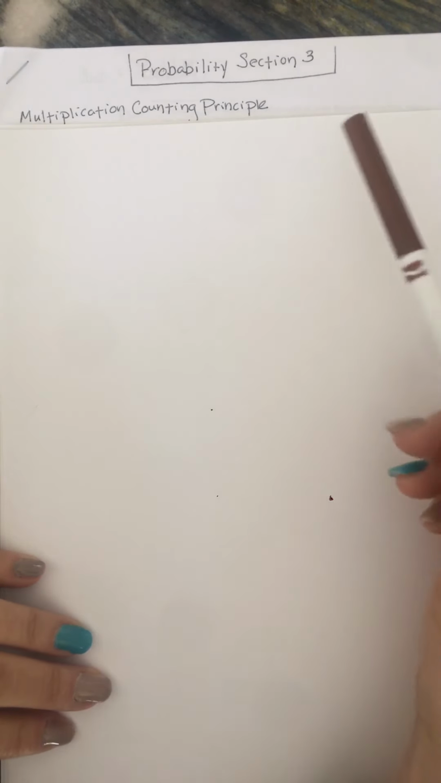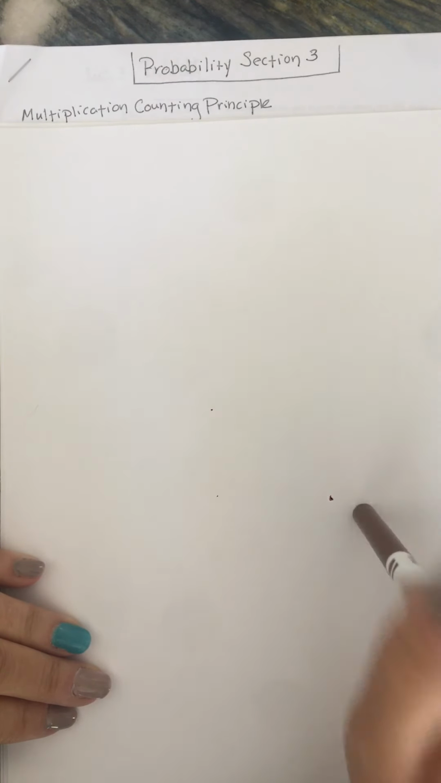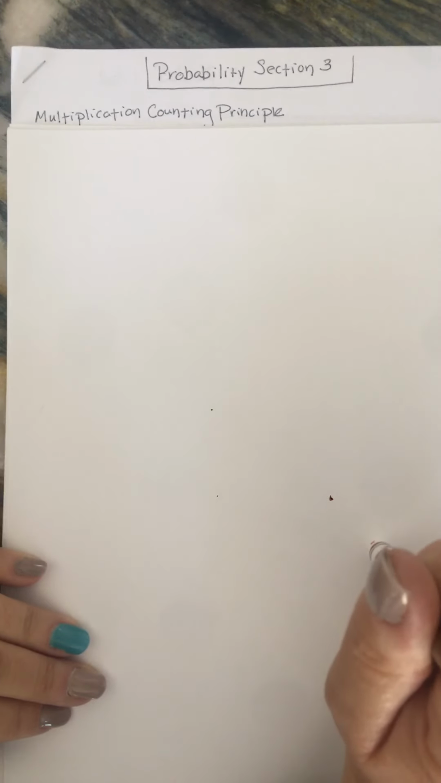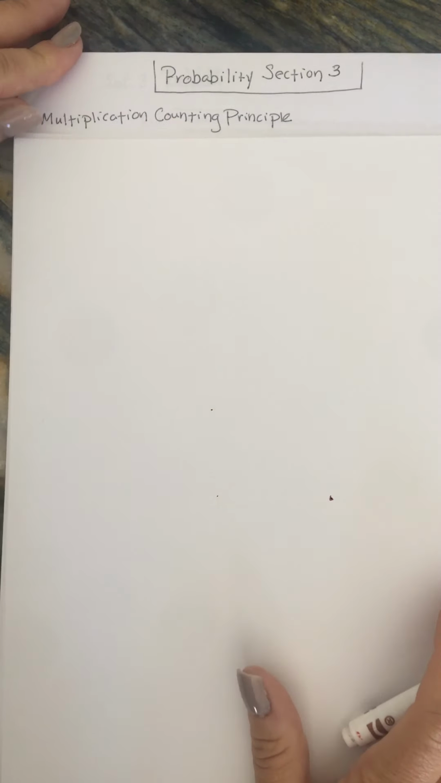So, probability section 3. Probability is a bit of a misnomer today because we're not doing a whole lot of success over total outcomes. We're actually going to do a lot of counting today. So we're going to talk about the multiplication counting principle.